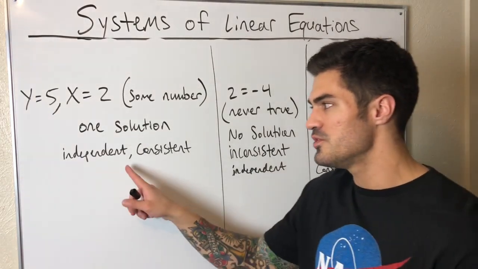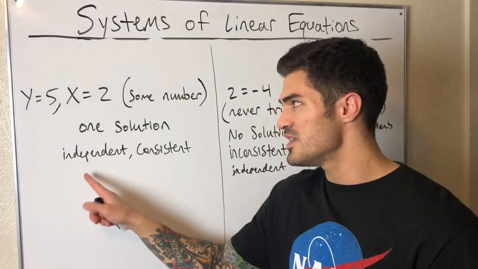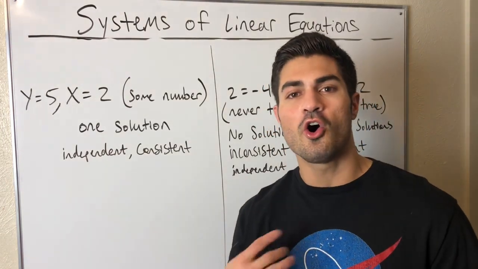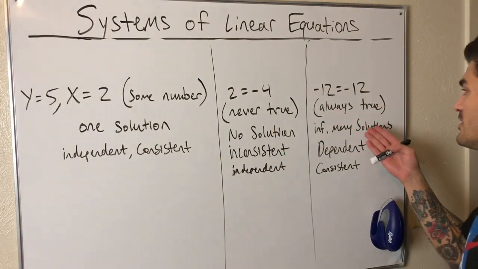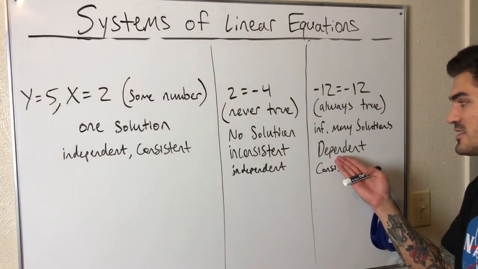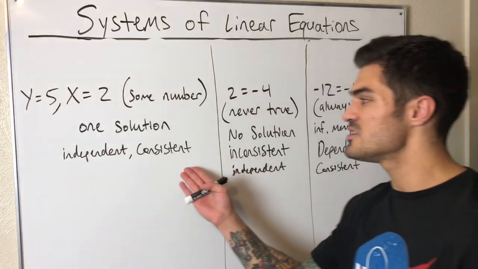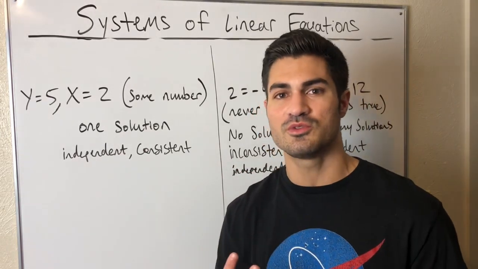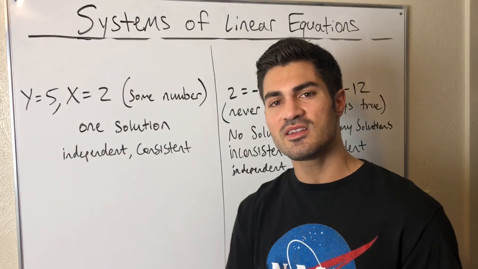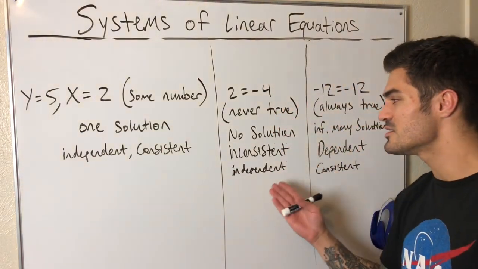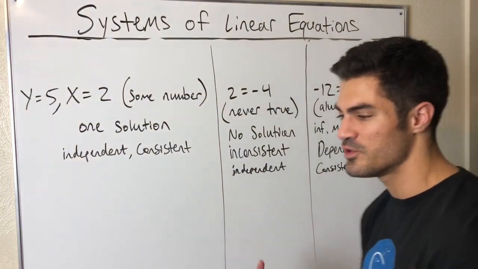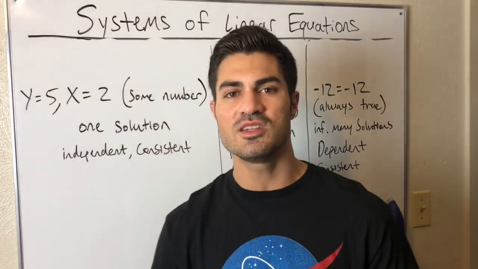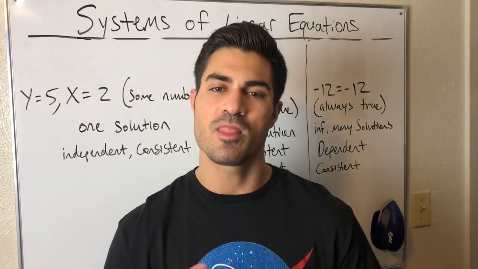And again, just to review, independent just means that they do not share all solutions. So the only case that's not independent is when they do share all solutions, and we say that's dependent. Consistent just means there is at least one solution. So the only case that is inconsistent is the one where there is no solution. The other two are consistent, okay? So that's just a review of that vocabulary. Not every teacher teaches that vocabulary, but it's good to know.